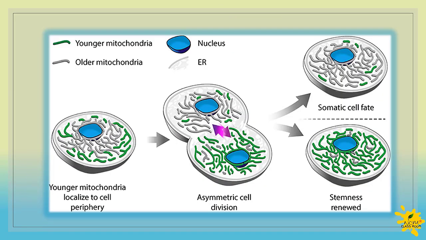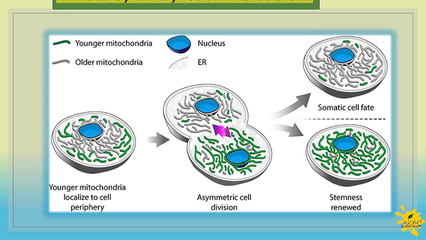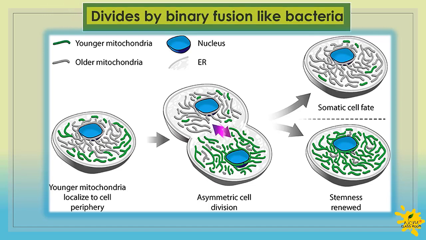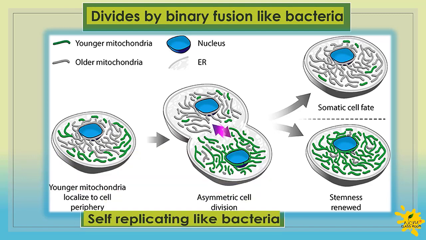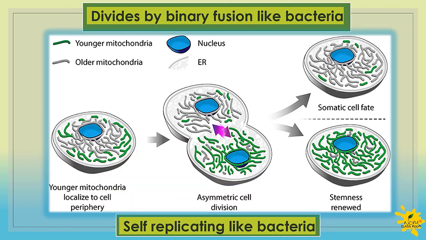And this is the picture of how mitochondria divide. The younger mitochondria localize at the cell periphery. It shows asymmetric division. It divides by binary fission like bacteria, self-replicating like bacteria.